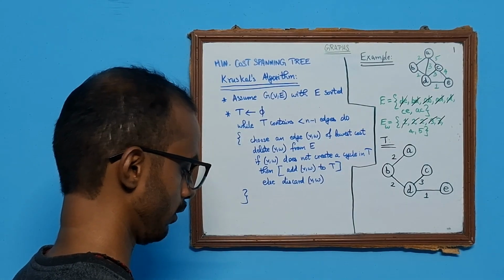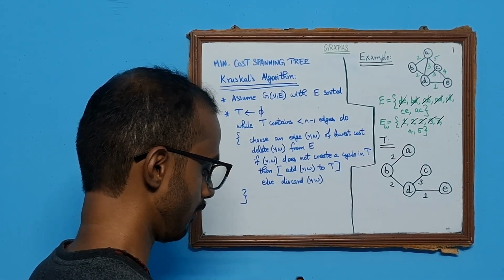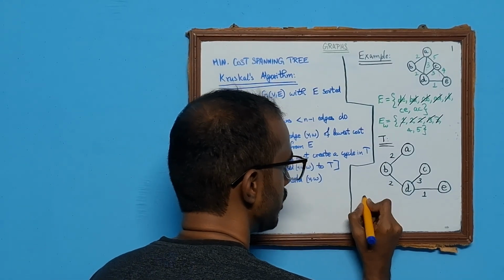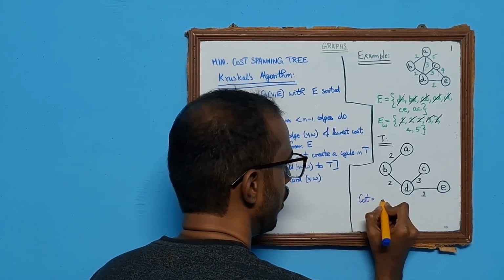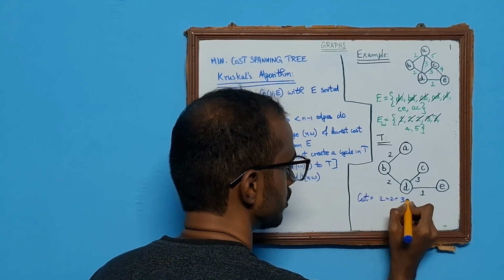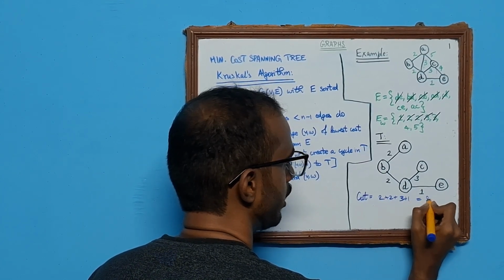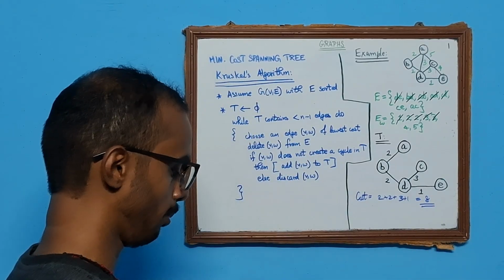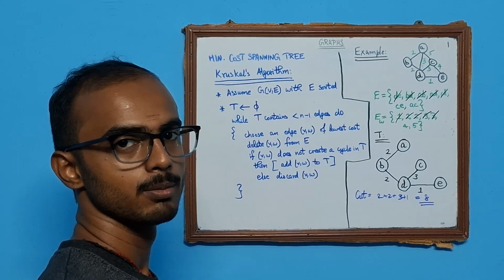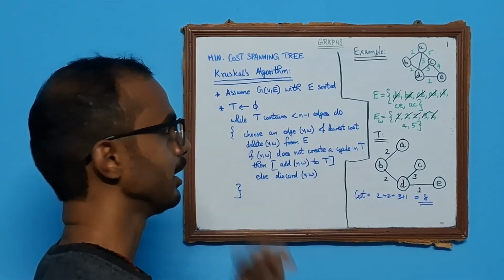Let us find the cost of this and verify whether we have got the same cost as the earlier one. So the cost will be equal to 2 plus 2 plus 3 plus 1, which is equal to 8. So this is the minimum possible cost of a spanning tree out of all the spanning trees possible from this particular given graph.